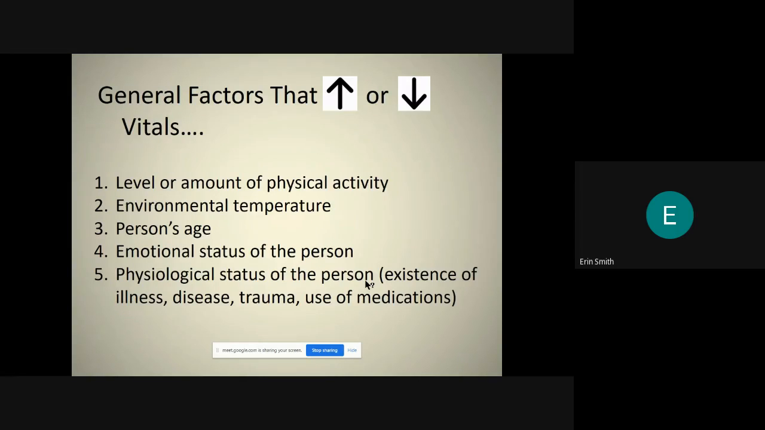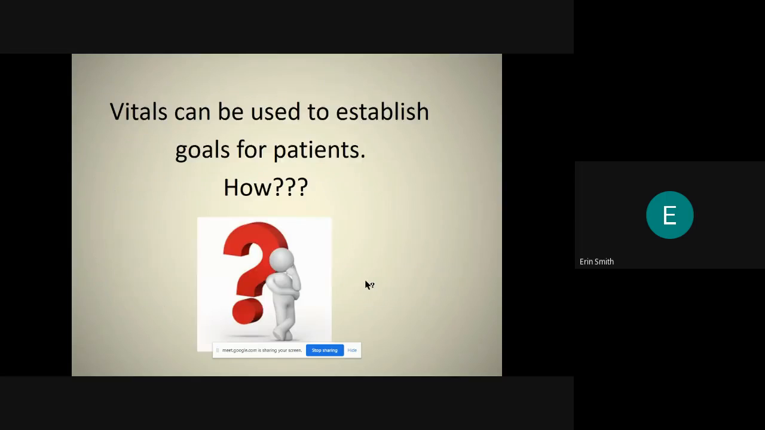So generally, different factors that are going to increase or decrease vitals are going to be the level or amount of physical activity. Temperature can definitely impact vitals, a person's age, the emotional status of a patient, and then any physiological status of the person. So do they have an illness or a disease process going on? Are they on medications? There are definitely going to be some medications, for example, that will automatically lower a heart rate. Even in response to exercise, that heart rate is going to basically stay at the same level. So it's not going to respond to exercise like you would think it was going to. We're going to cover each vital a little more specifically in regards to what factors would either increase or decrease that particular vital.